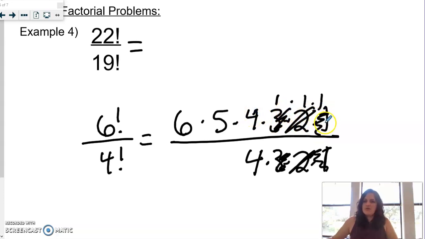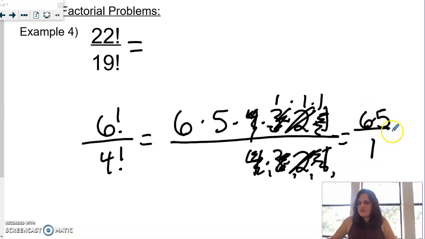So I can cancel out the 1s, the 2s, the 3s, and these 4s, and what I'm left with is 6 times 5 on the top. I do have something on the bottom, it's 1. All of these kind of turn into 1s because you're dividing something by itself. And this is not very difficult to do. You don't need a calculator and doing all that multiplication. It's shortened the process for you. 6 times 5 is 30 over 1. So the answer to 6 factorial over 4 factorial is just 30.